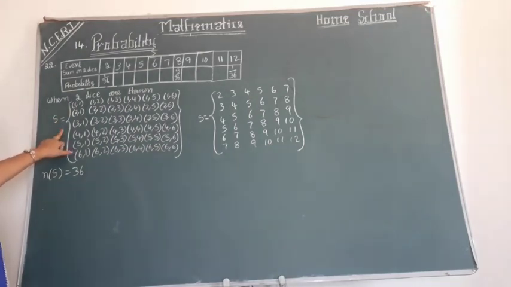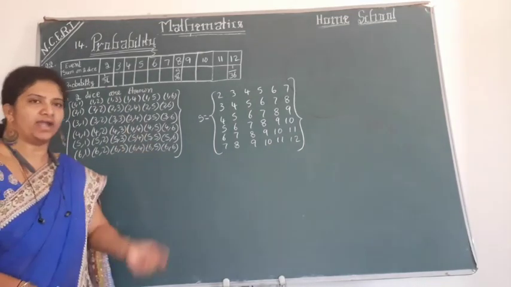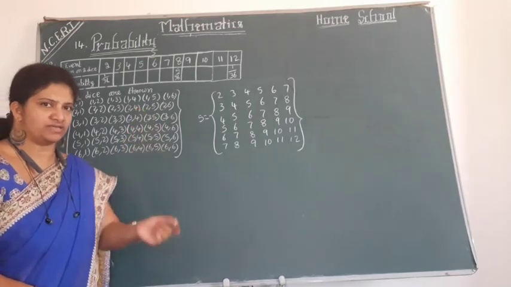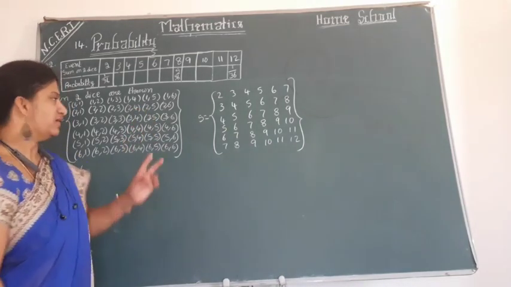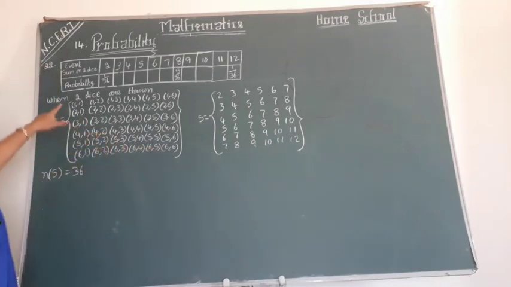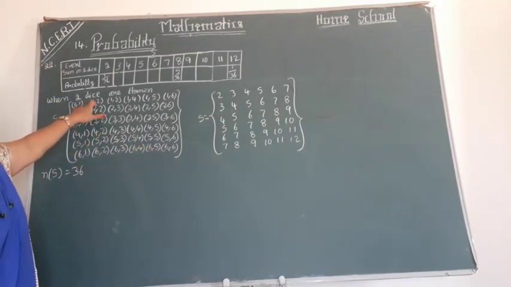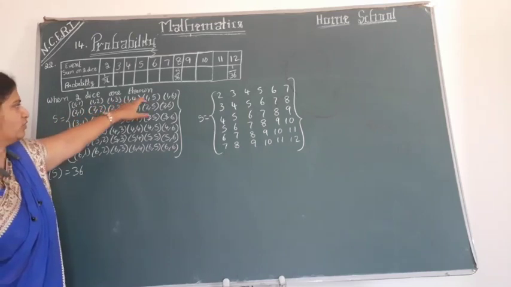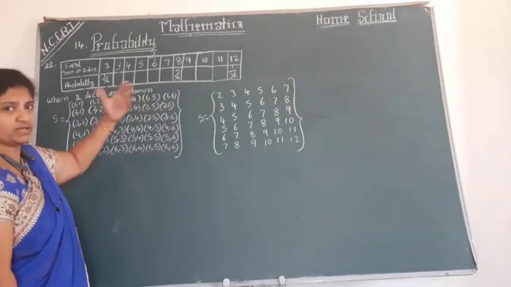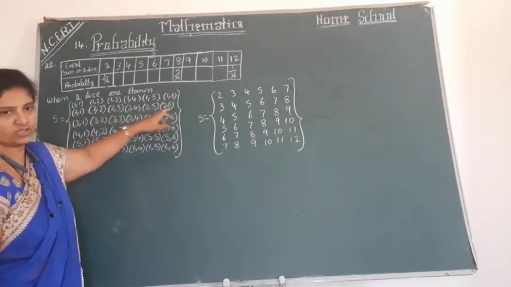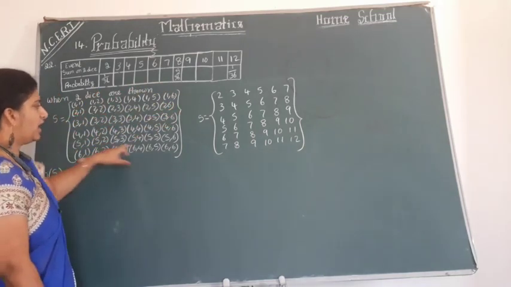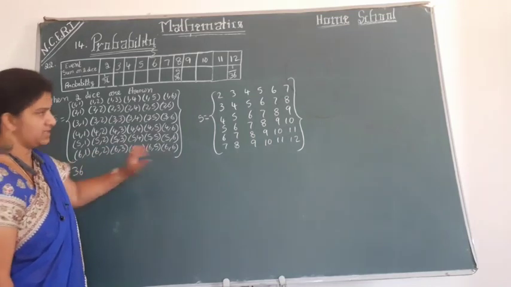S is equal to: if 2 dice are rolled, for one die your options are 1, 2, 3, 4, 5, 6, and for the other die your options are 1, 2, 3, 4, 5, 6. When you combine them, what do you get? 1,1; 1,2; 1,3; 1,4; 1,5; 1,6; 2,1; 2,2; 2,3, and so on, all the way up to 6,6.